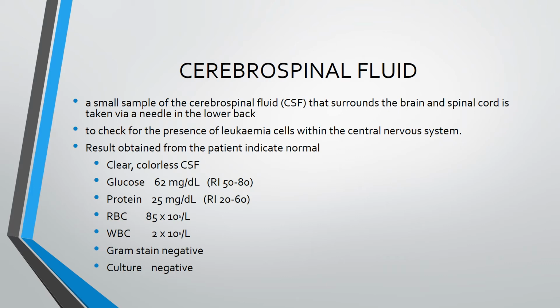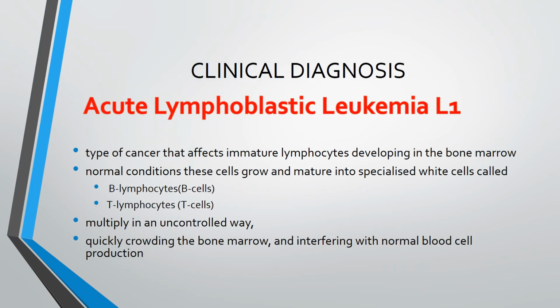This is the result. It shows a clear, colorless CSF. Glucose and protein are within the normal range. The RBC and WBC are also normal, and the gram stain and culture also show negative results. Based on the results of the laboratory findings, it has been confirmed that this patient has acute lymphoblastic leukemia type 1.